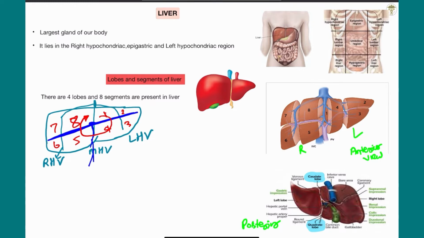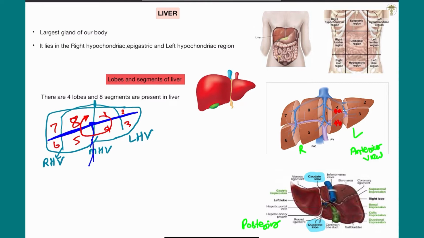In the 8 segments of the liver, the first segment is called the caudate lobe of the liver, and the 4th segment has 2 parts, 4A and 4B. There are 2 parts of the 4th segment. I will write in this diagram. This is the 4A part, and this is the 4B part.